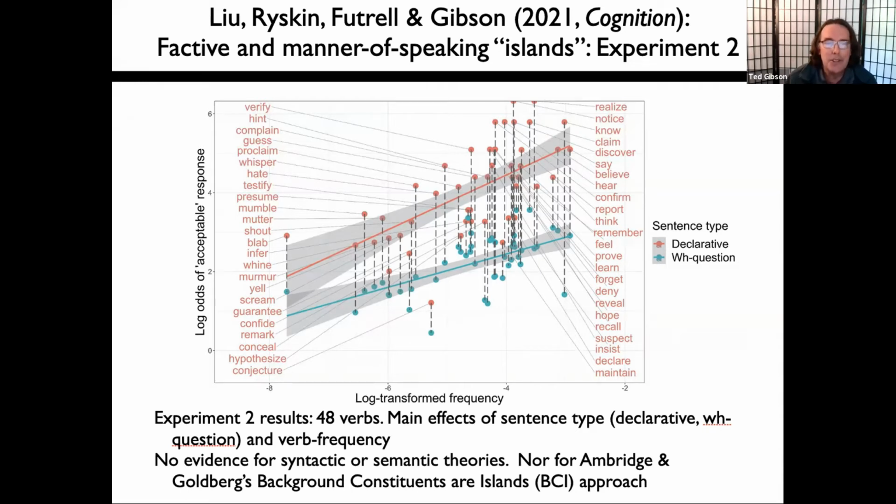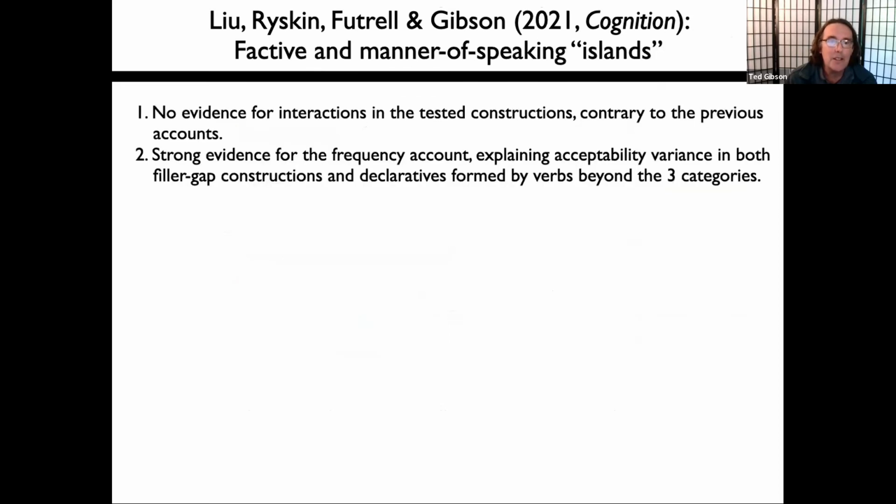Furthermore, many of these verbs are just unclassifiable in terms of factive versus manner of speaking. Those verbs are well predicted by the lexical effect. And there were 2 further experiments in this work showing strong verb frame frequency effects predicting island strength in cleft structures instead. So in conclusion, on this first part, we failed to find evidence for interactions in the tested constructions, contrary to the previous accounts.